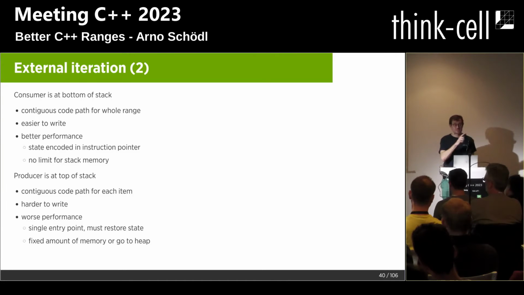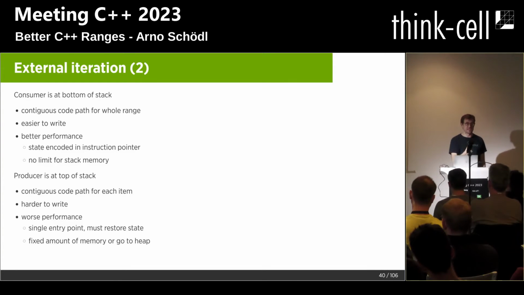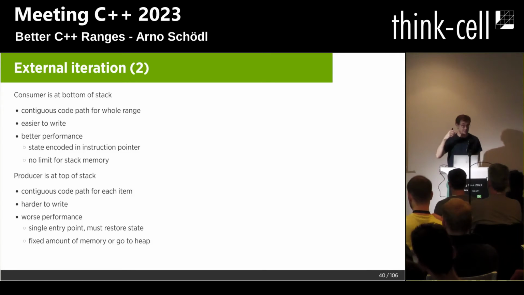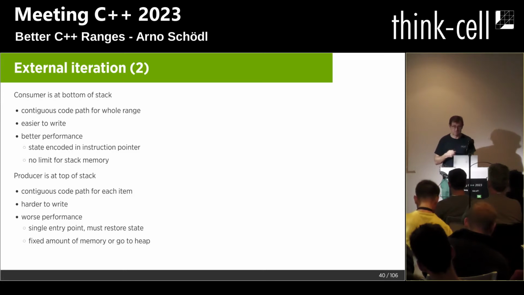Also, between elements, you only can allocate a fixed amount of memory, because whatever you are storing in your iterator is your state. You cannot just say, well, I dynamically get more memory from the stack, because that stack will be gone the next time operator star is being called, obviously. So then you have to go to the heap, which is less efficient.